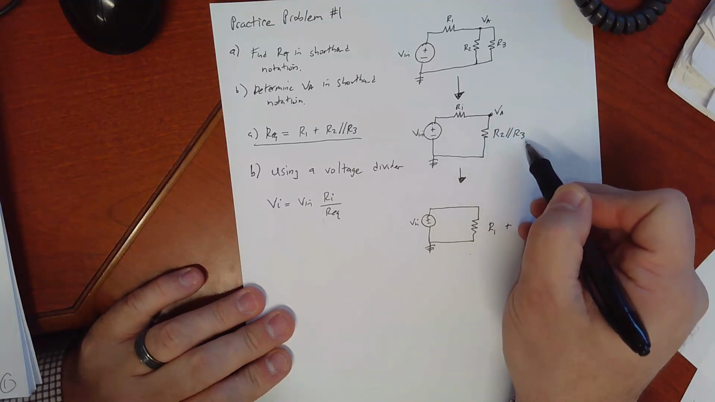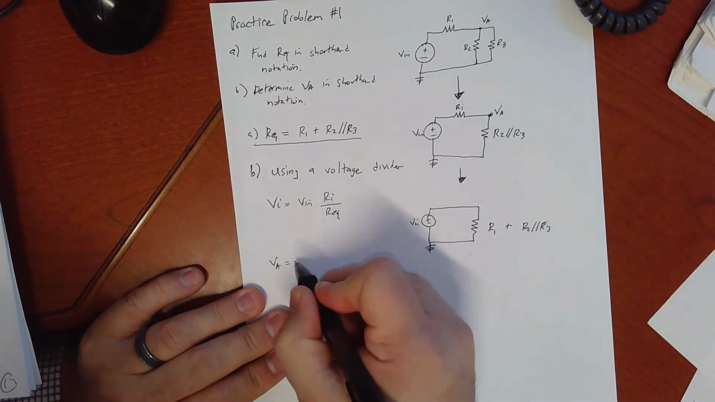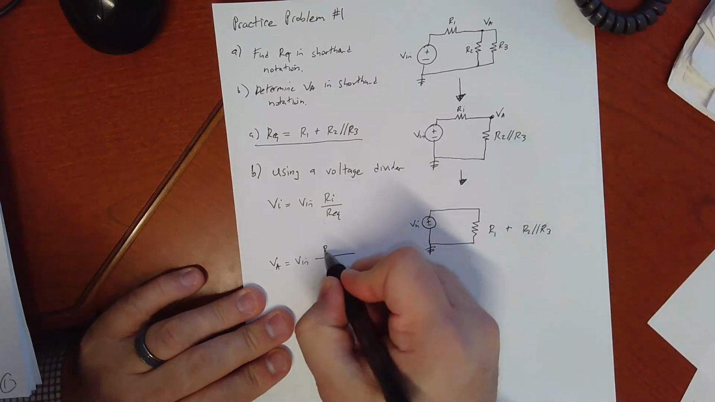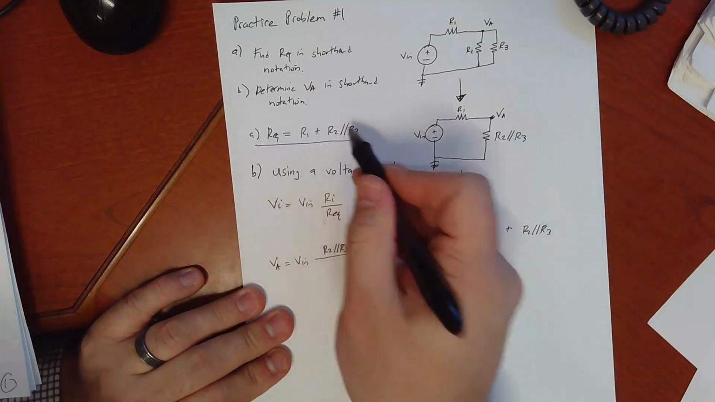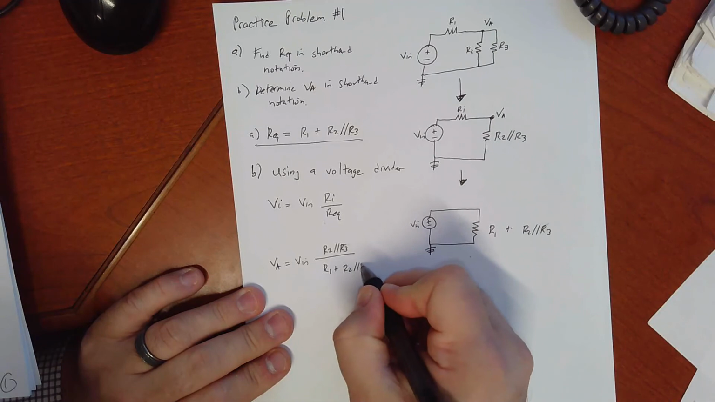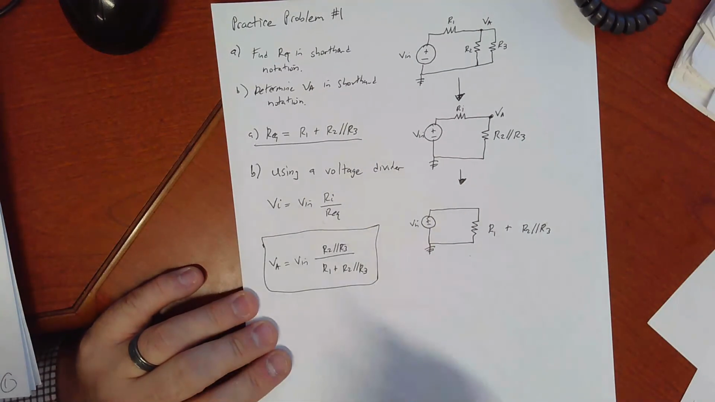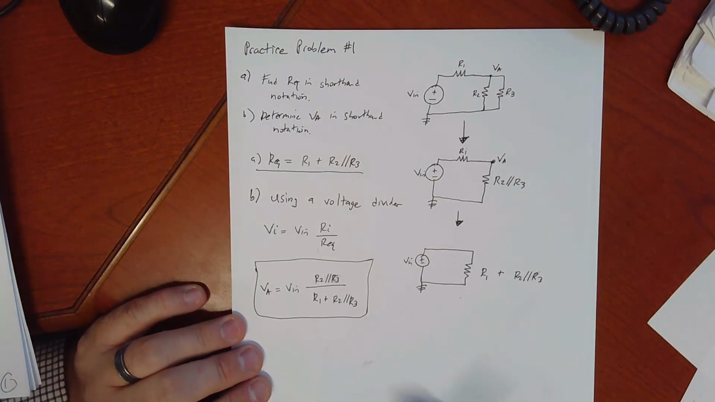So if we do that, you say, oh, okay, it's equal to Vn times R sub I, which is R2 parallel R3, over our R equivalent, which is going to be this, R1 plus R2 parallel R3. Just like that. So that is practice problem 1.